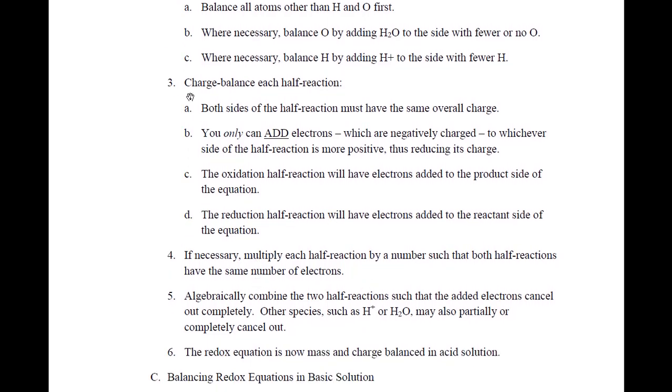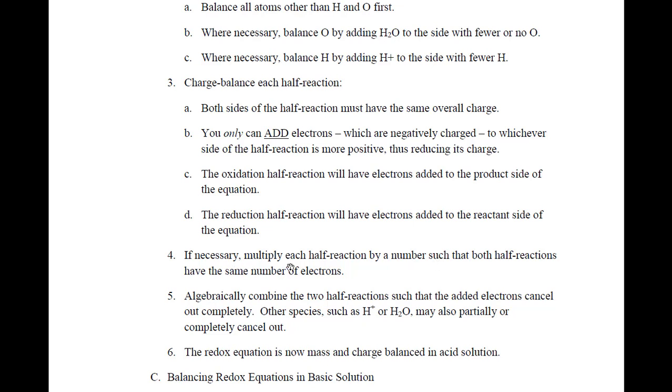Then you're going to algebraically add the two half reactions to get a proper whole equation. So you're going to take the two half reactions that you've now mass balanced and charge balanced and algebraically put them together. The electrons must cancel out.